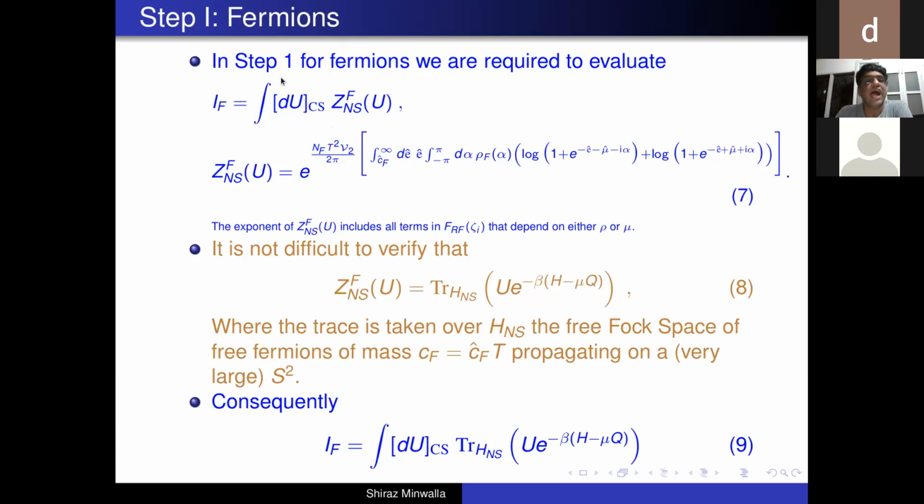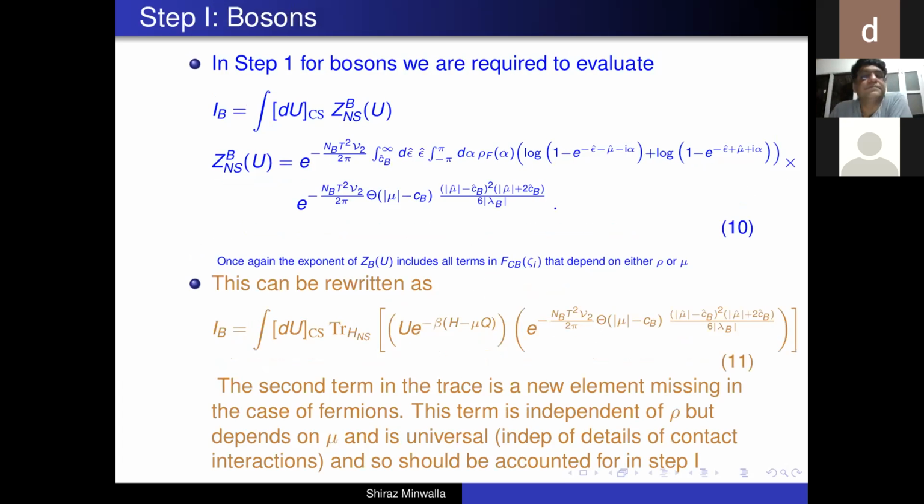So IF, the end product of step one, is simply the integral over the holonomy of this trace over a very simple Hilbert space, where the Hilbert space is that of a free Fock space of fermions of mass CF. The CF, remember, was one of the auxiliary parameters of the problem and will be extremized in step two. But for step one, we forget about it. It's just some mass. Okay, that's great.